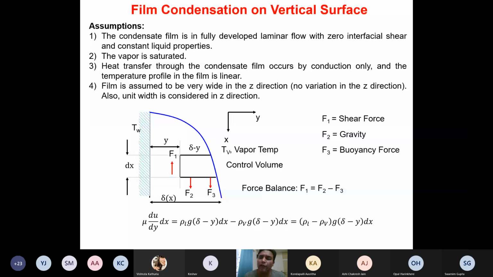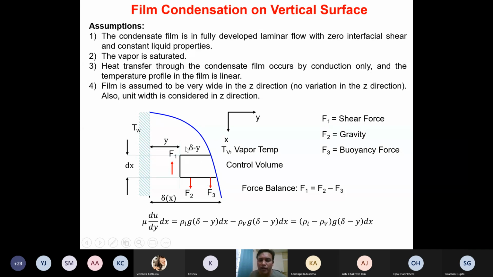So now let us make a force balance here. What are the forces acting on this particular element? This particular element is at a distance y from the wall, and the thickness of this particular element is delta minus y, because the thickness of the film is delta at this particular location, let's say. So delta minus y is the thickness of this element here.